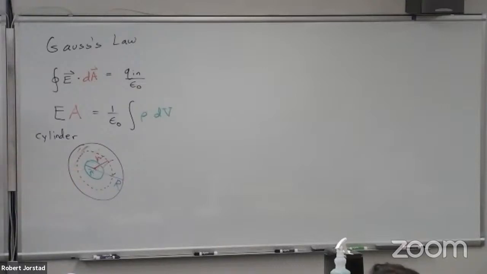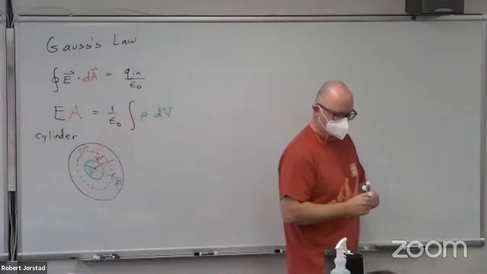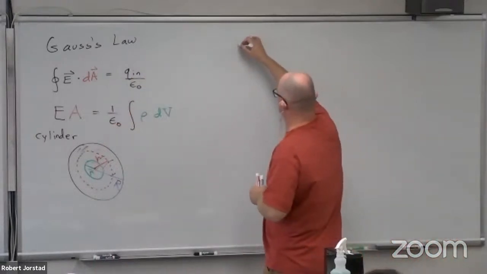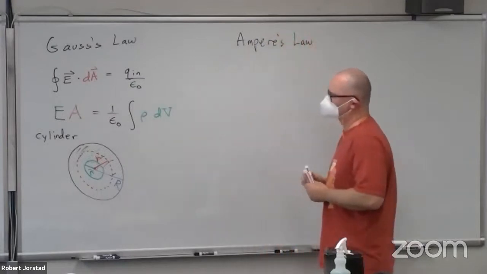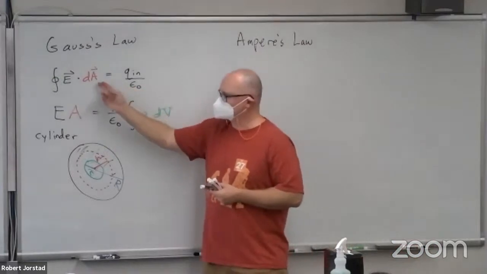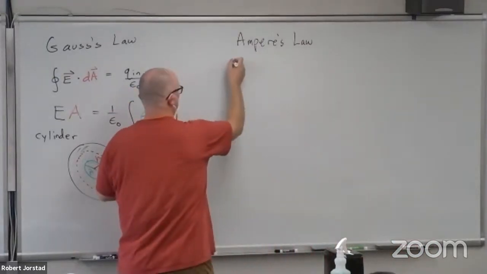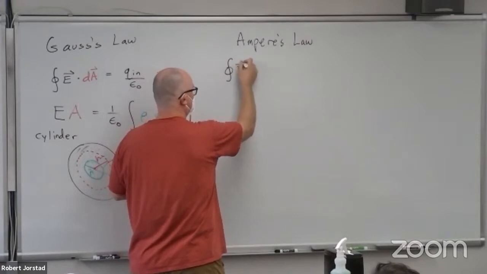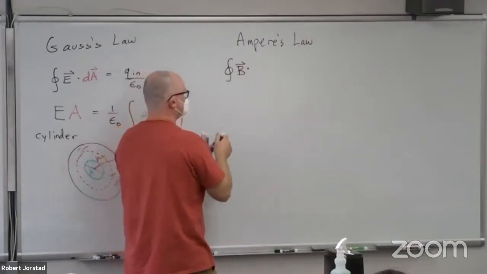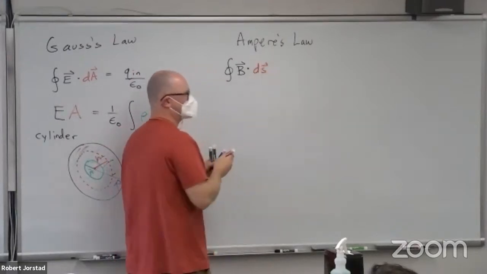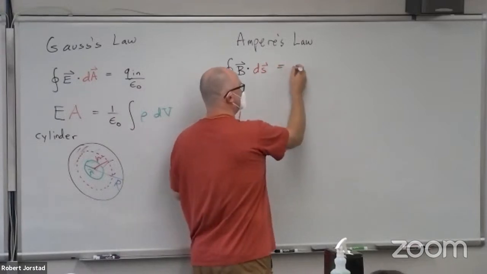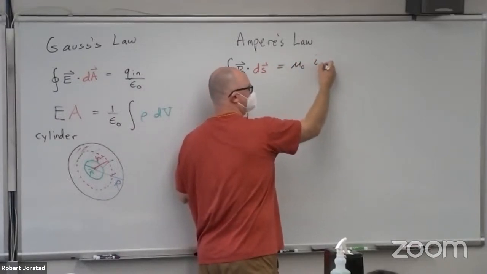All right, so this was kind of our warm-up. We could go through Ampere's law and derive it, and we will in a minute, but I'd rather focus on the similarities for a second. So Ampere's law is very similar. Instead of an integral of E dot dA, we're going to do an integral of B dot ds, and that's going to equal some constant times current enclosed.